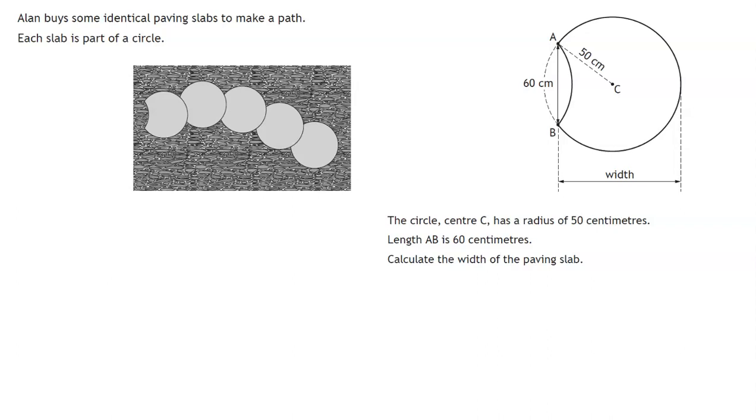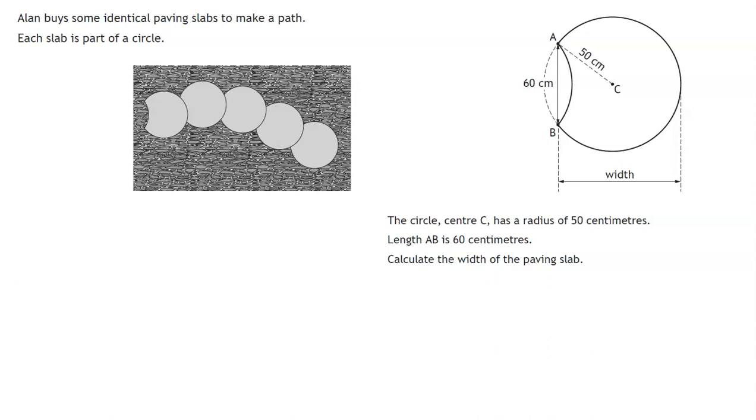This question here focuses on properties of circles and calculating dimensions within them. Now, the question is set up so that we're looking at some sort of scenario. So this question is more of an application question rather than just saying, here's a picture, get me this property of it. The question is all centered around Alan buying identical paving slabs to make a path, and each of the slabs being a circle or a part of a circle.